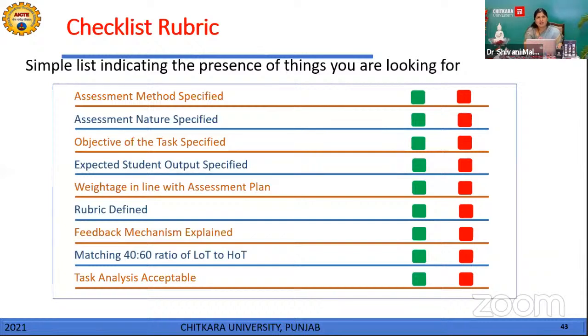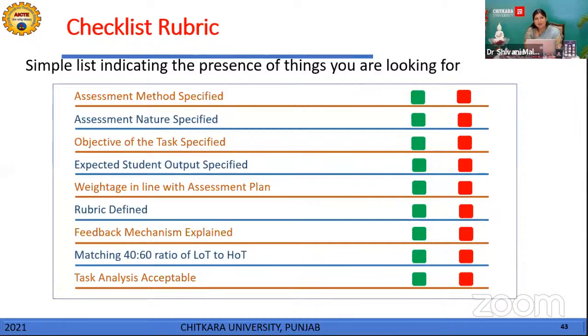It is a simple checklist which indicates the presence of the thing for you. So you just need to put a tick or a cross. You get to know, ultimately in the end, it is going to give you analytics of what we are short of and what we are supposed to do. Like in this case, we have assessment method. Say this is for any faculty while you are planning for your particular course.